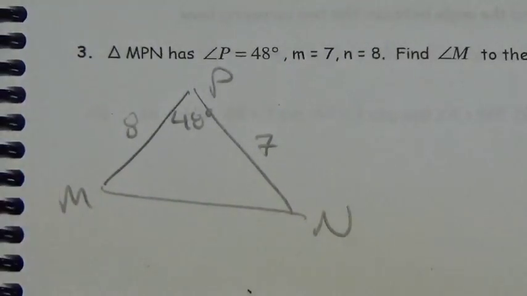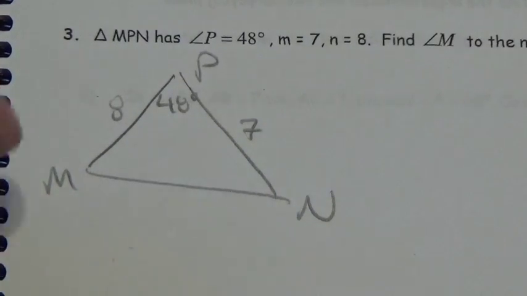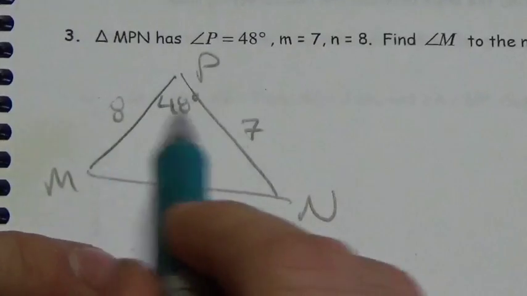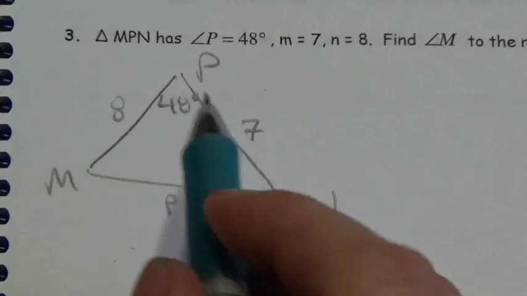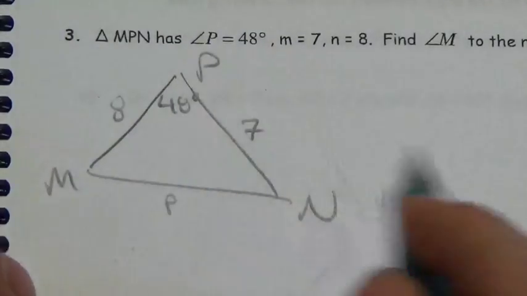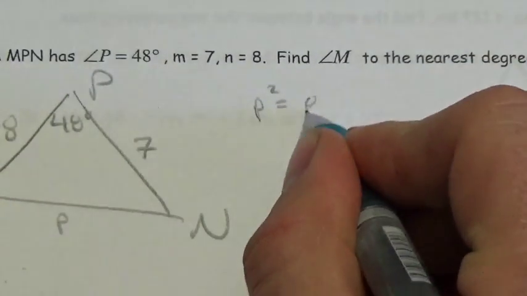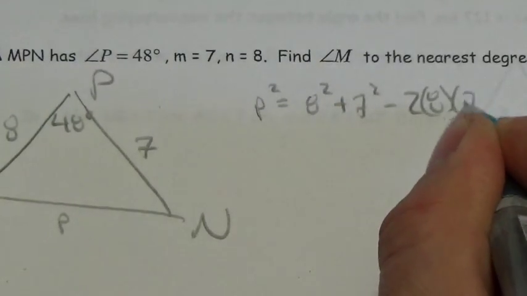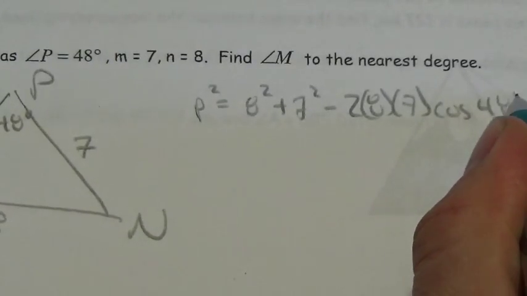Okay, well, there are a couple of ways that we could walk through this, but for right now, the first thing I'm going to have to find is little p. Based on the information I've got, I can't use the sine law because I don't have an angle-side pair. The only thing I can do is the cosine law, and the only thing I can solve for is the side opposite that angle. So let's do that. So p squared is going to equal 8 squared plus 7 squared minus 2 times 8 times 7 multiplied by the cosine of 48 degrees.